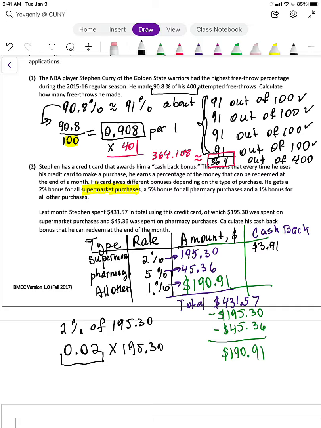The second one is going to be 5% multiplied by 45.36. So that gives us $2.27. You can see the amounts are small because the percentages are pretty small. And the last one is 1% multiplied by 190.91. And that's $1.91.